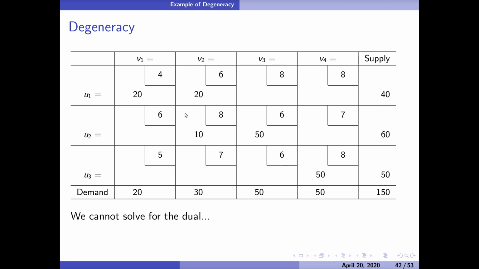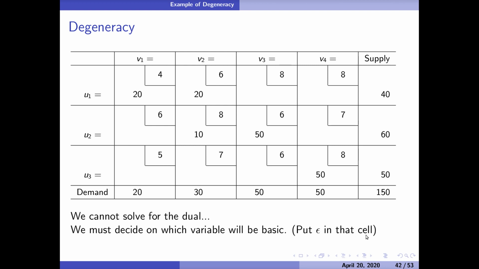squares here to solve for the dual. By that I mean, suppose u1 is equal to 0. Then v1 is equal to 4, and v2 is equal to 6, right? And then u2 is equal to 2, and then that forces this to be 4, v3, and if v3 is equal to 4, do you see here? This 50 is here by itself. u3 and v4 have not been determined, so we just have u3 plus v4 equals 50 without any kind of determination. Okay, so we have to decide on which variable will be basic.